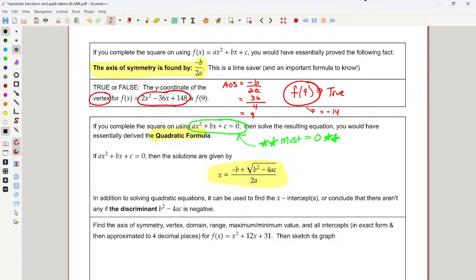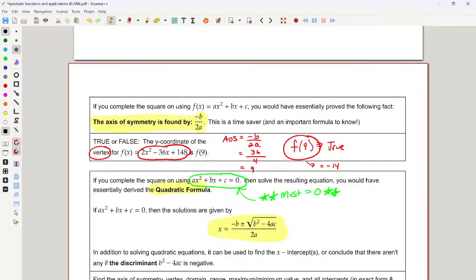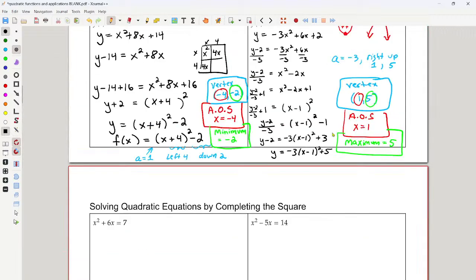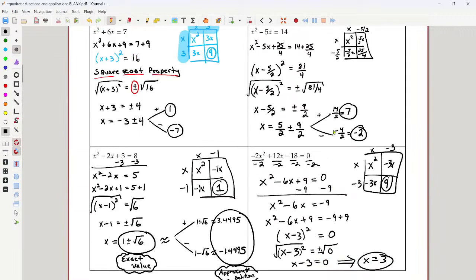Similarly, solving equations, you can complete the square on standard form. However, you can also use the quadratic formula. And just to emphasize, the two numbers we got were the same two values we found earlier tonight. Both 1 and -7 right there.